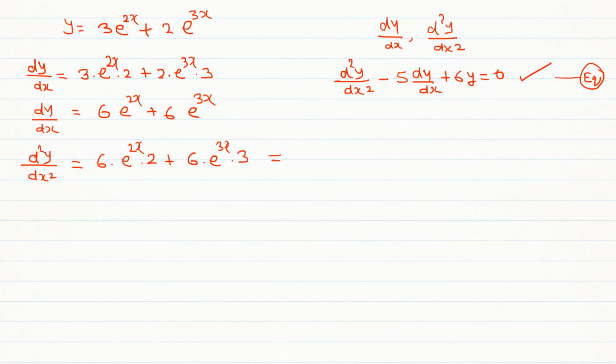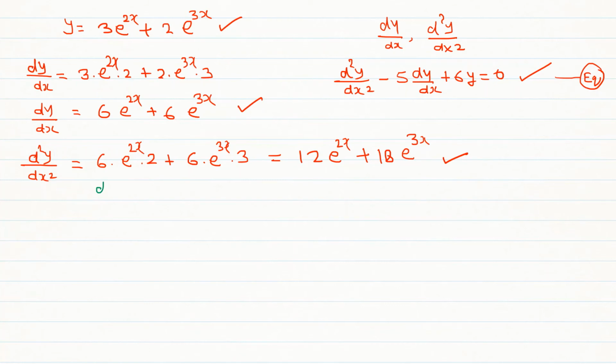So if we simplify, this value becomes 12e^(2x) + 18e^(3x). So I have the first derivative ready now, I have the second derivative ready now, and I have the original y ready now. If we go back and substitute all these values in the given equation, we should get the right hand side as 0.